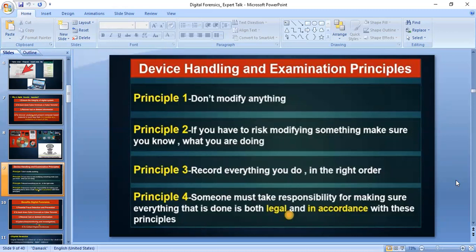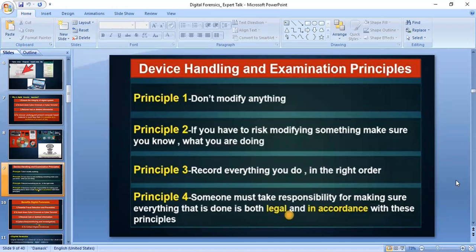Okay, so what type of examination principles will we require in this case? The first principle is that whatever data you have, don't modify that data. If you are collecting any data as evidence, the first principle is don't modify that data. Whatever data you are collecting, keep it as it is.